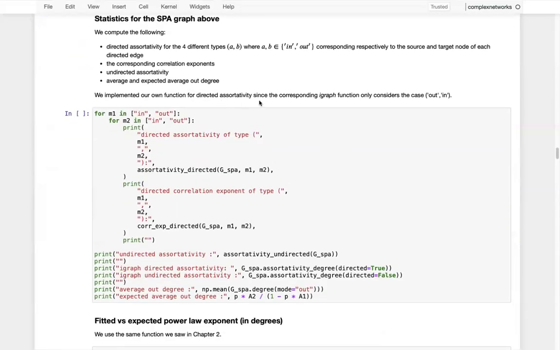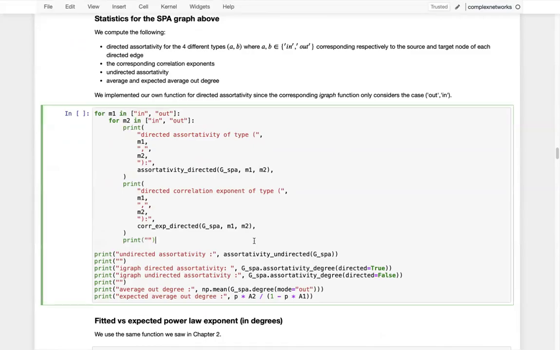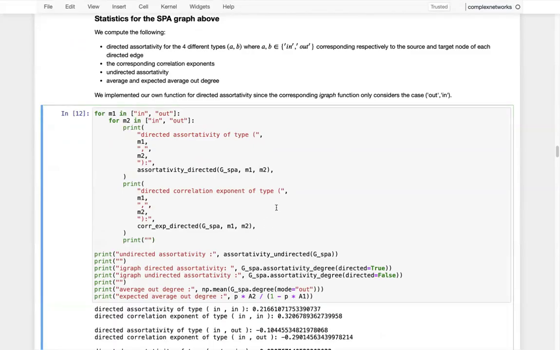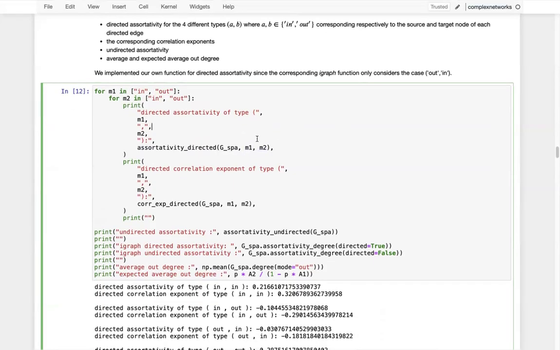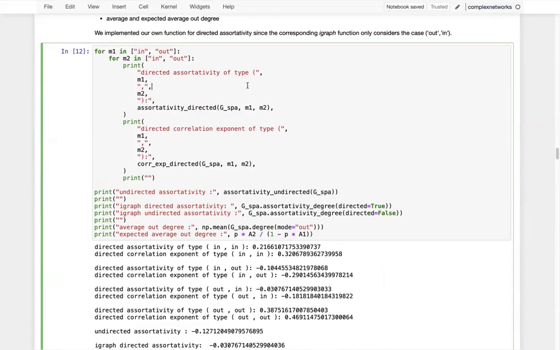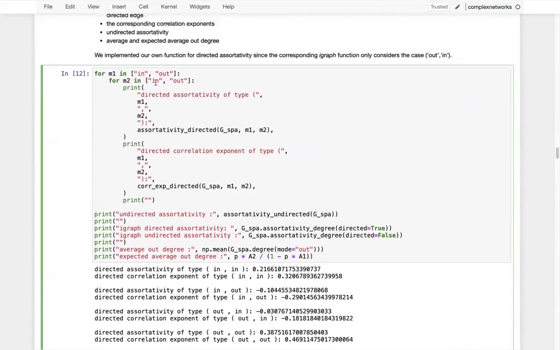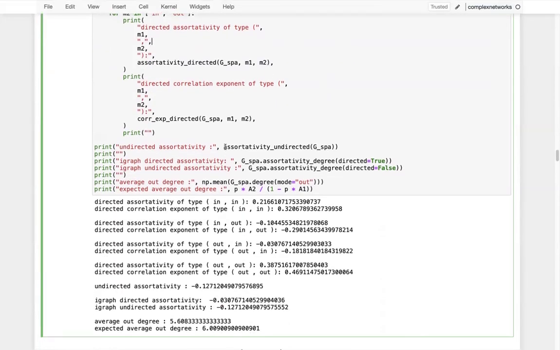So those are the functions that we had defined earlier to compute the assortativity. In this case, we're computing the directed assortativity for the different mixtures. So M1, the source node, could be in-degree or out-degree, and M2, the destination node, could be in-degree or out-degree. So considering all pairs of nodes that form an edge, we consider respectively the in or out degree for the source and the in or out degree for the target. So 4 different cases.